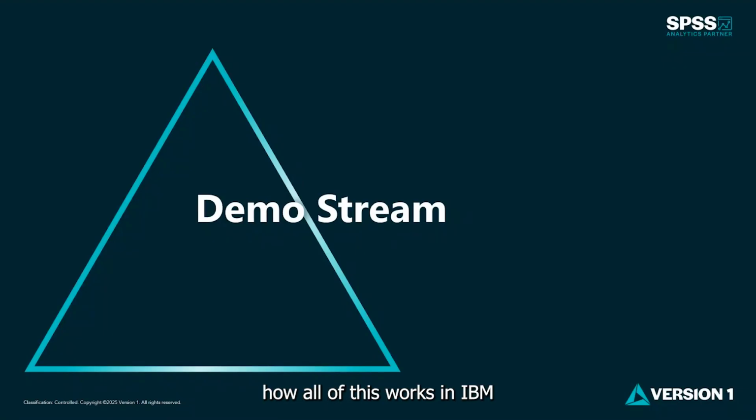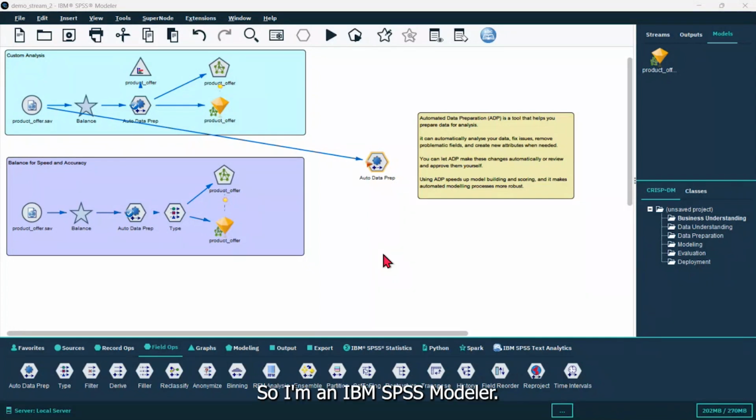So now we want to see how all of this works in IBM SPSS Modeler. I'm going to use a demo stream with demo data so I can show you how the automated data preparation works. So I'm in IBM SPSS Modeler, and you can see here I have a demo stream open. Now, what I wanted to show you first of all was the auto data prep node. Now, to use this node, you'll need to go to the field operations palette here, and you can see the auto data prep node here.